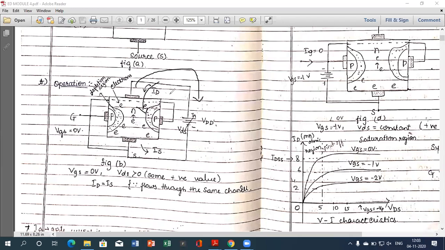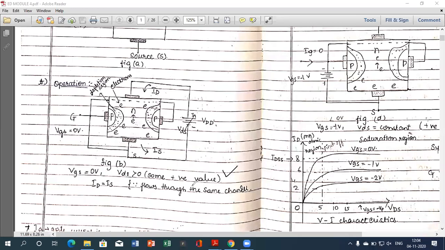So we call this current ID, that is the drain current, and at the source terminal we call it IS. This drain current is the same as the source current, because the current flows in the same channel. Therefore, the drain current ID is equal to the source current IS. I hope it is clear for everyone. So this is how the current flows through the channel for the first condition.